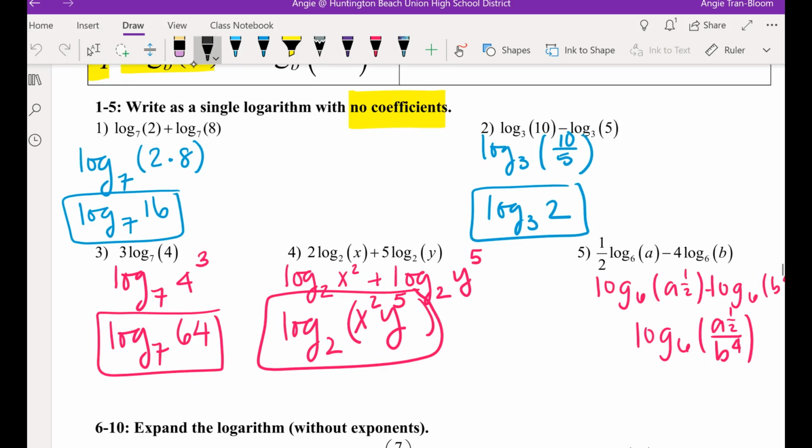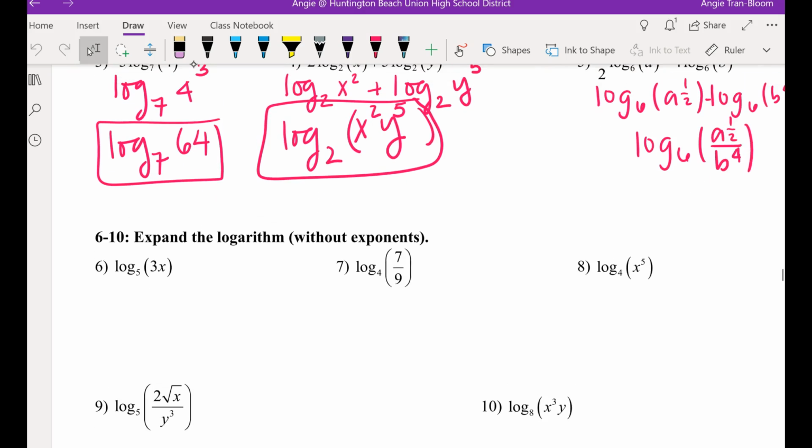Last week, the instruction says write as a single log, meaning that we're doing what? Condensing. Today, it says expand. So, if I give you this, can I go backwards and do that? Yeah. That's what we're doing today. We're doing backwards. Okay? So, on example 6, you have log base 5 of 3 times x.